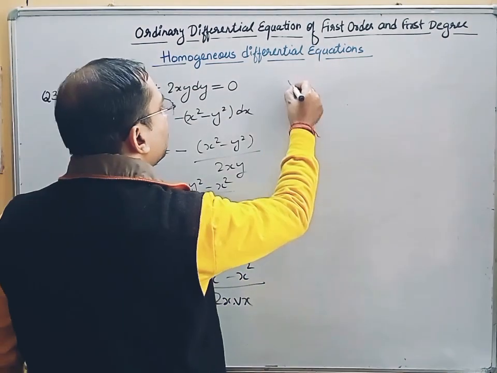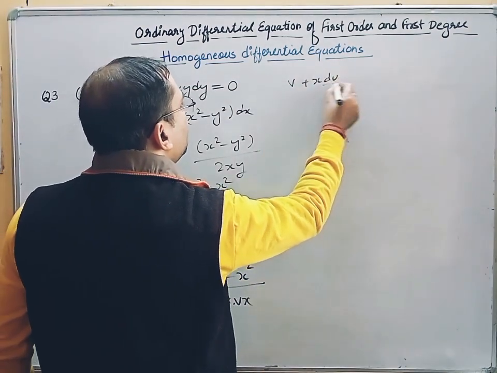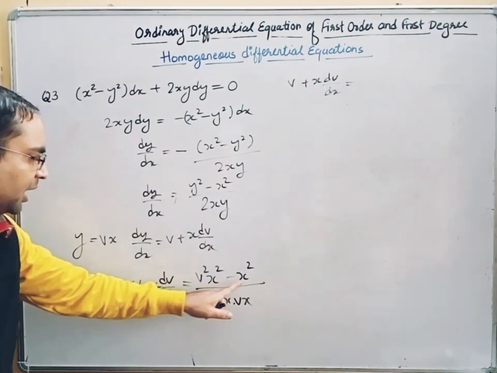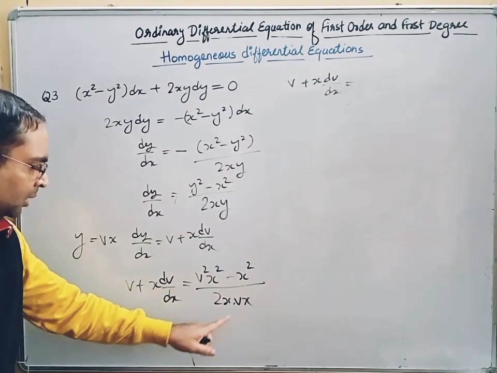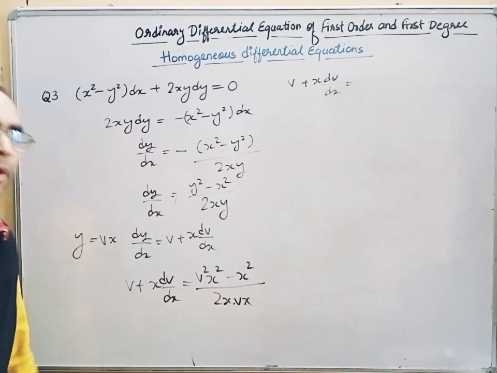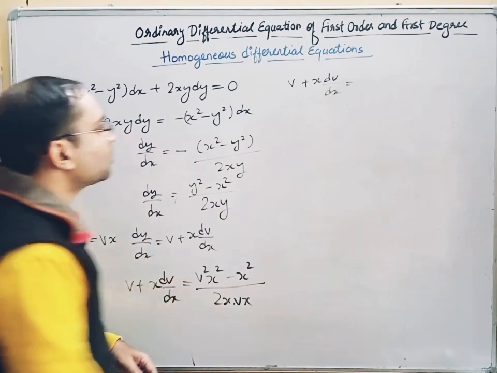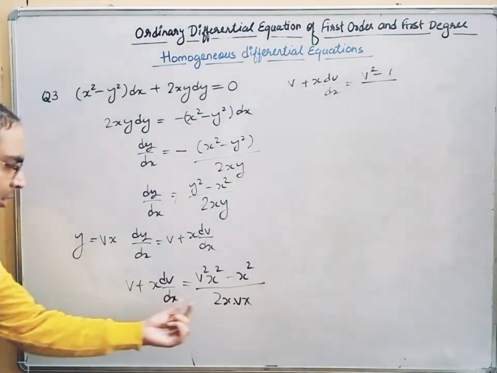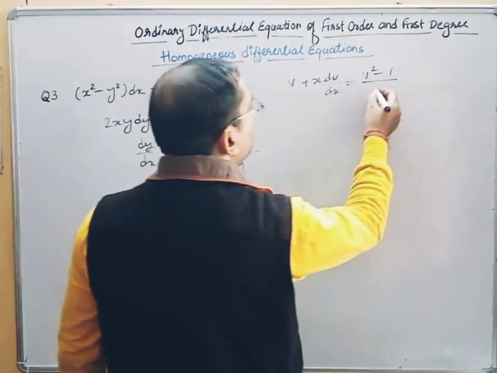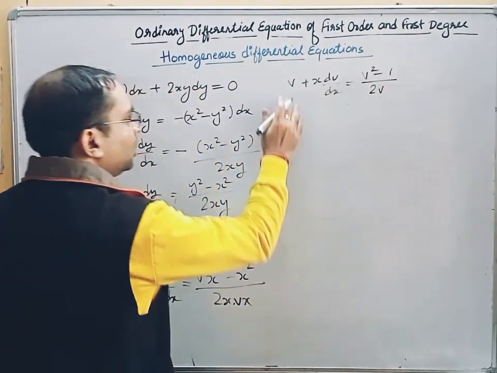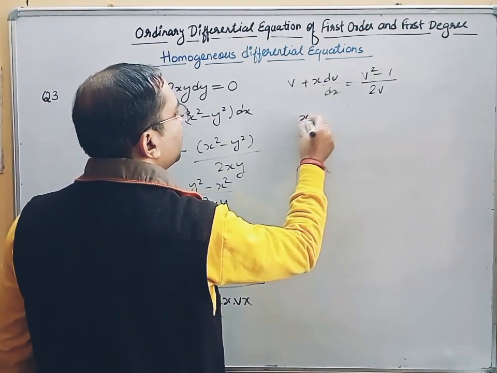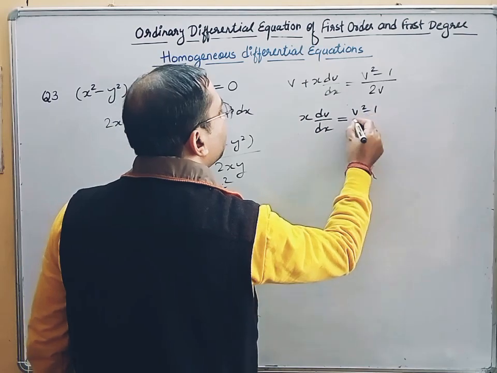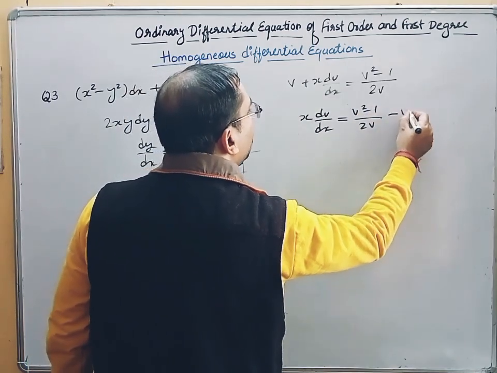Let's solve v plus x dv upon dx on the left hand side. On the right hand side we can take x square common from the numerator and x square common from the denominator, which will cancel out. So this will become v square minus 1 in the numerator and 2v in the denominator. Now we'll take v on the right hand side. So this is x dv upon dx is equal to (v square minus 1) upon 2v, minus v.